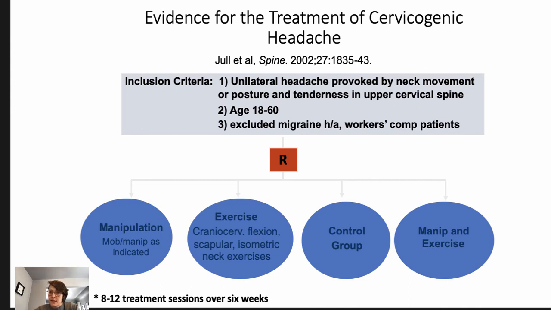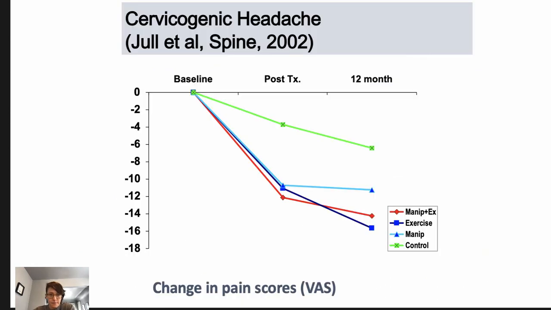So Jull took many patients. I'm not sure how many patients. So they had 4 groups of those with cervicogenic headache. You see the inclusion criteria at the top. They were randomized to either receive manipulation, but that's mobilization or manipulation as indicated as the therapist chose, or exercise. So they were doing some deep neck flexor exercise, scapulothoracic stuff, isometric neck exercises, or a control group, or a combined group, so manual therapy and exercise.